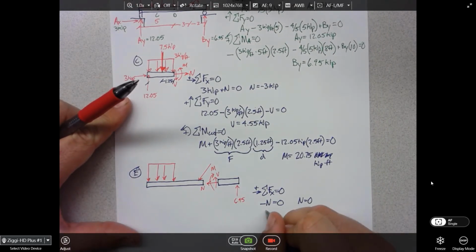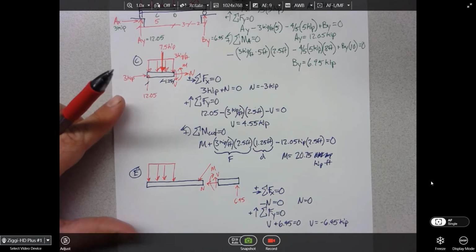Okay. So let's do the forces in the y equals 0. Looks like I'll have shear plus 6.95 equals 0. So shear is going to be negative 6.95 kip.